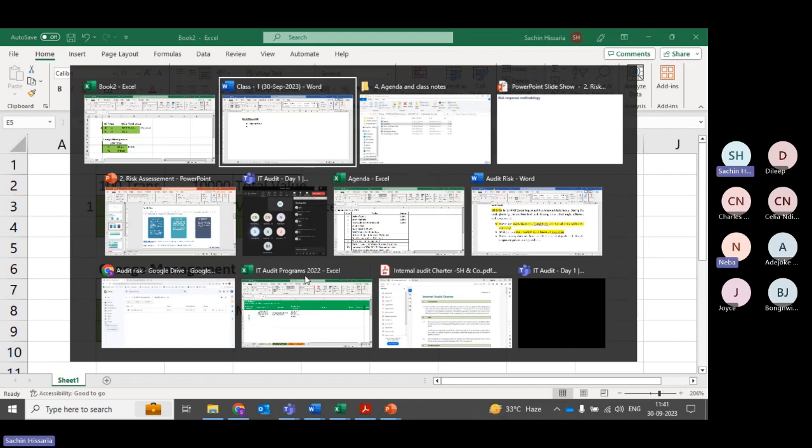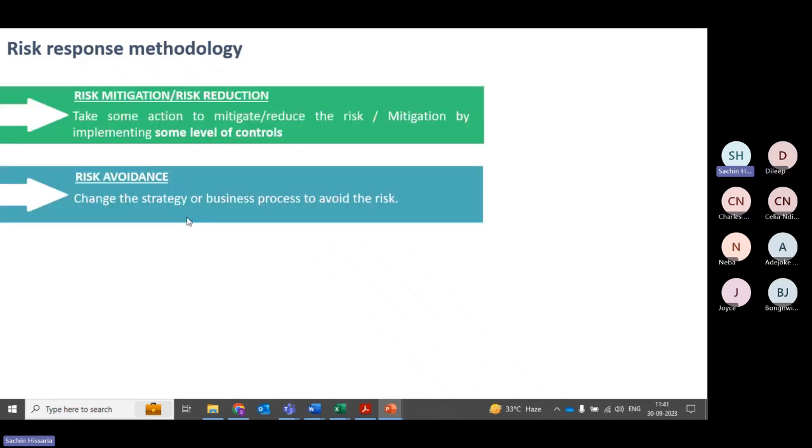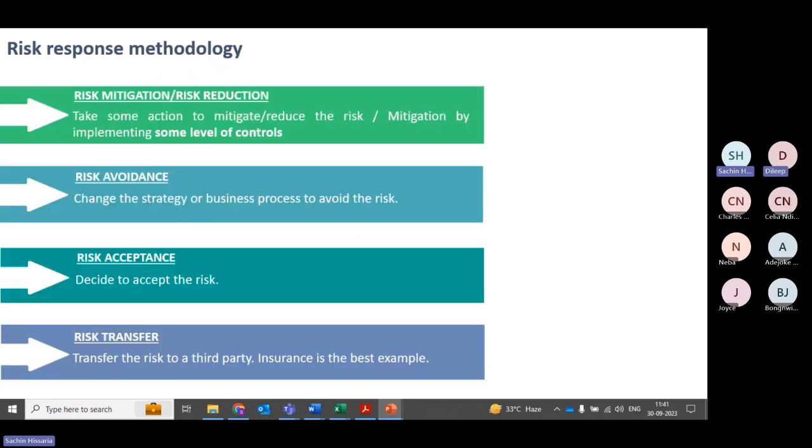Now I will tell you about some risk response methodologies. For example, if an organization has identified a risk, how will the organization respond to that risk? What are the methods of responding to those risks? This we will be discussing here. So, guys, these are the risk response methodologies available. What is risk mitigation? Risk mitigation means that whatever risks are there, the organization will implement some level of control on the risk to mitigate them. That is called risk mitigation and risk reduction.